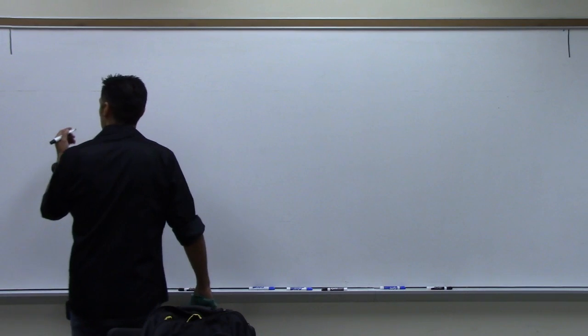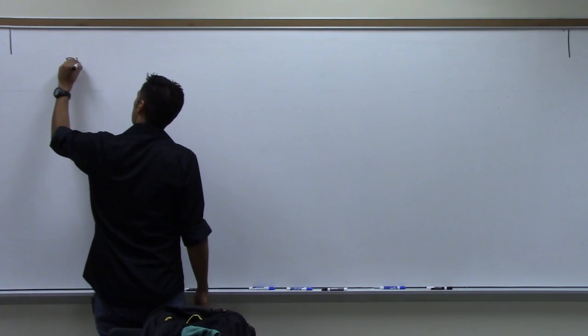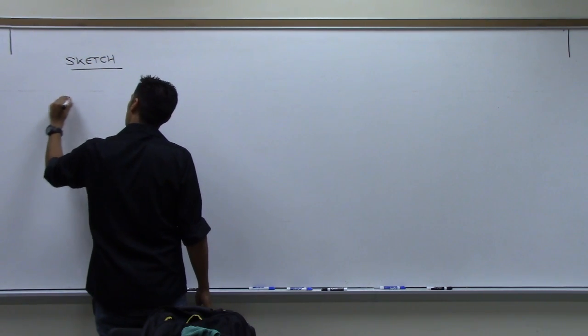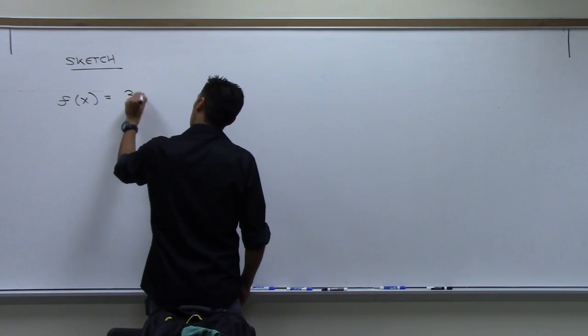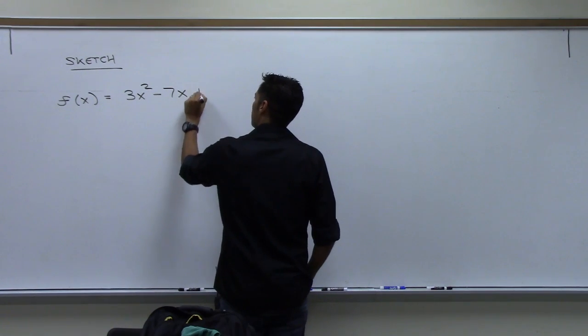I'm going to do one more, and then I'm going to let you do one, all right? We're going to sketch this. F of x equals 3x squared minus 7x plus 2.